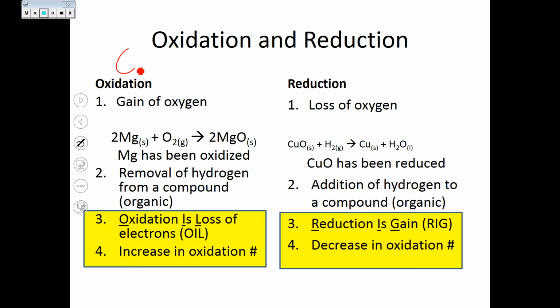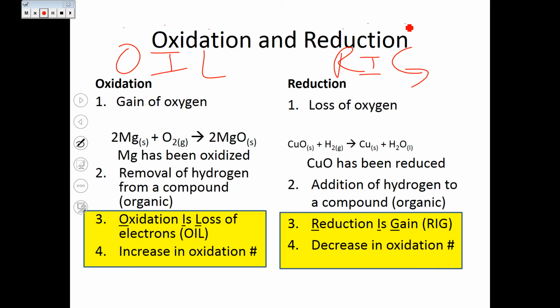One way to remember this is through the acronym OIL RIG, where O stands for oxidation, I stands for is, and L stands for lost. And then you have to remember that it means electrons. The RIG part means that reduction is the gaining of electrons. So if something loses electrons, it's being oxidized. If something is gaining electrons, it's being reduced.